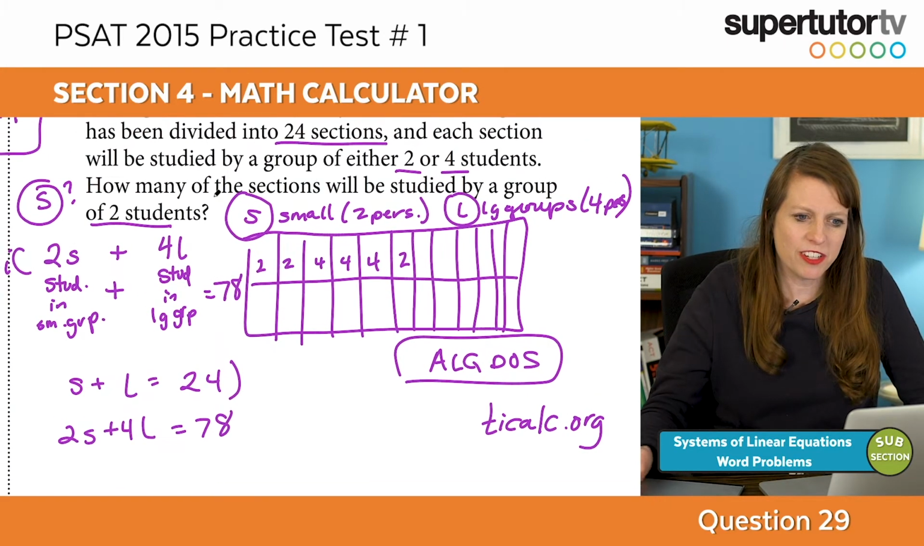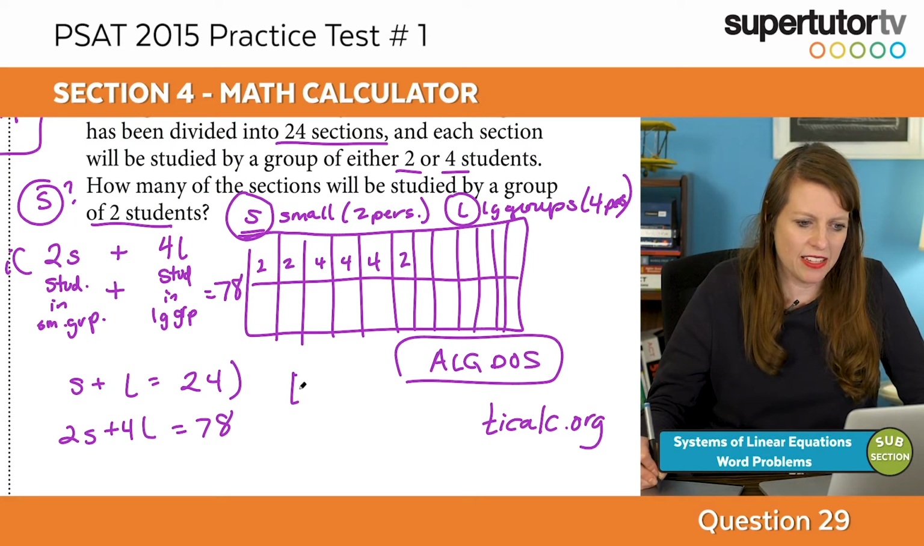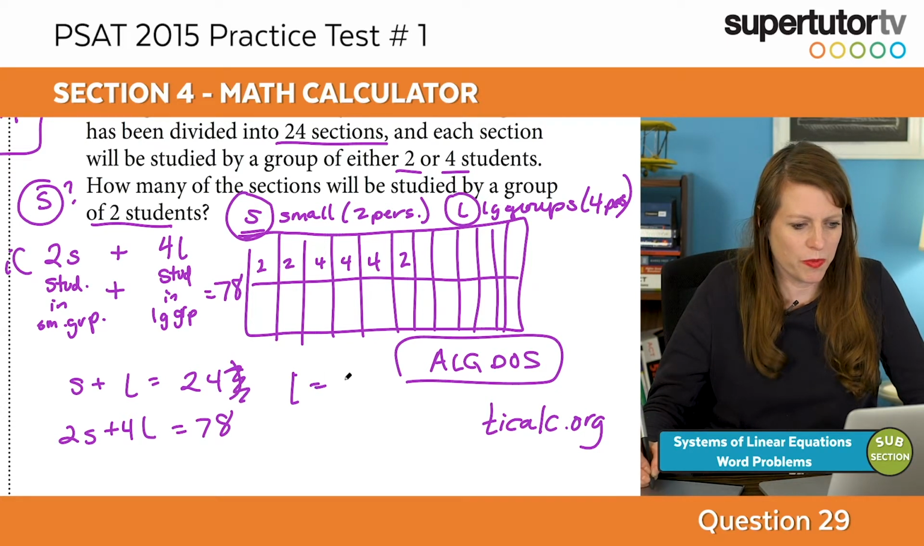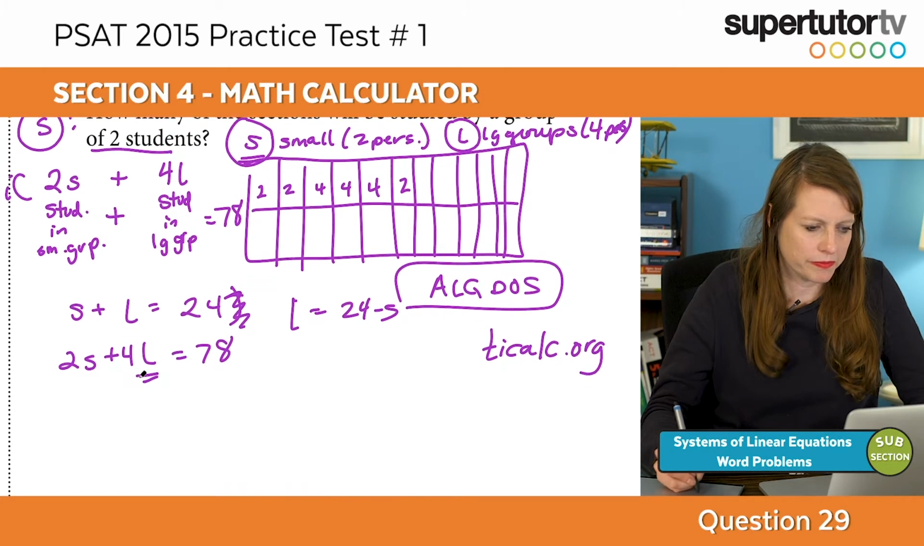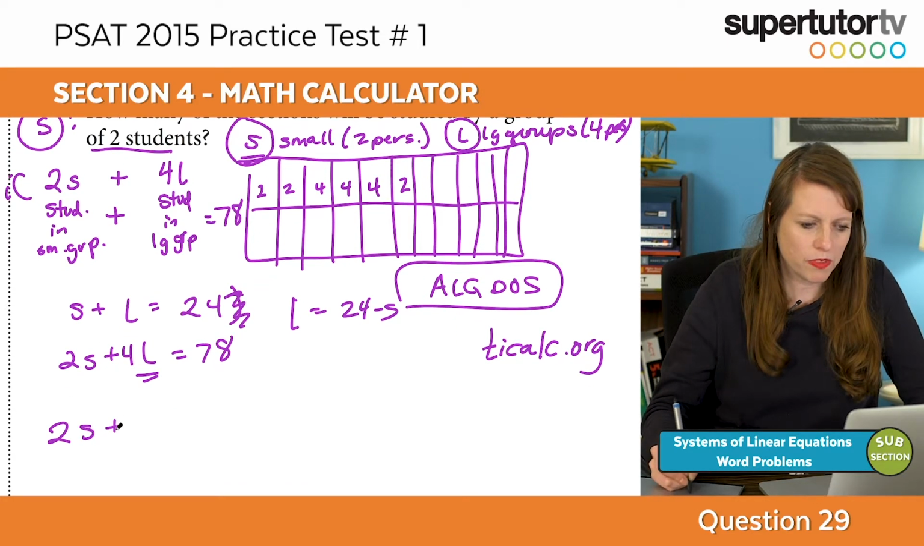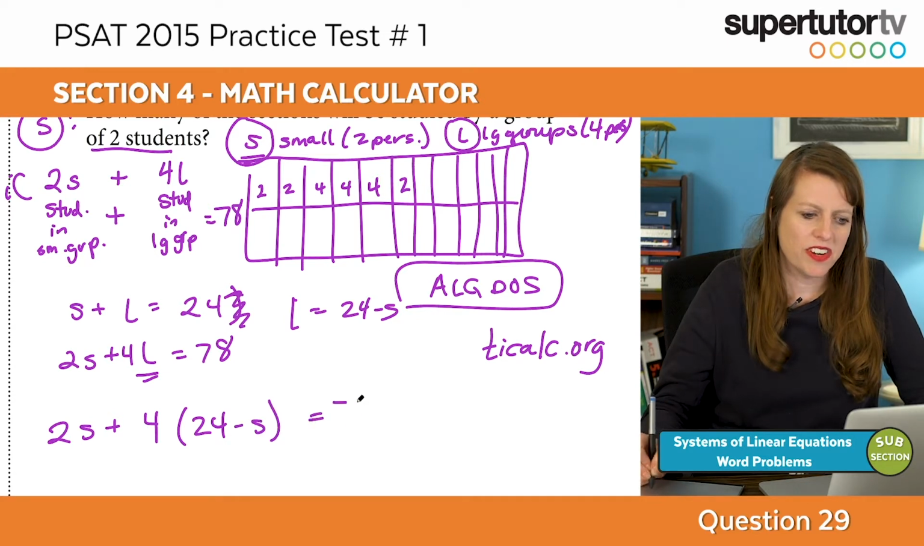So if I need to know how many sections will be studied by 2 students, I want to solve for S, so I want to isolate L to get rid of it. So I'm going to isolate L. I get L equals 24 minus S, and then I plug that in down here. 2S plus 4 times 24 minus S equals 78.